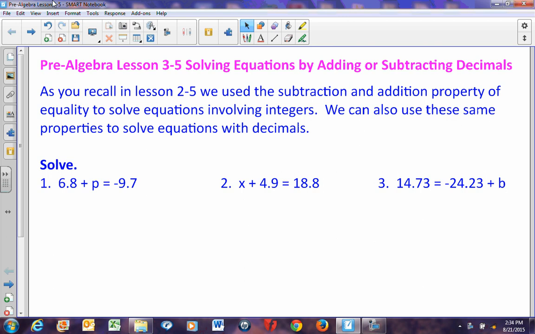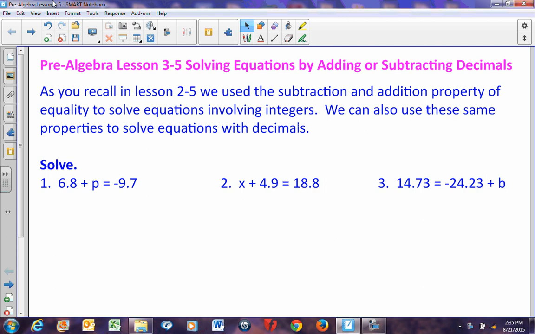All you have to do is make sure that you keep your equation balanced. Whatever you do to one side of the equation, you have to do the exact same thing to the opposite side of the equation. Pay attention to your positive and negative signs, and remember when you add and subtract decimals, line up the decimal point and bring it straight down.